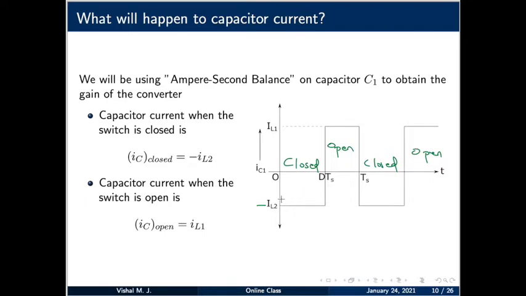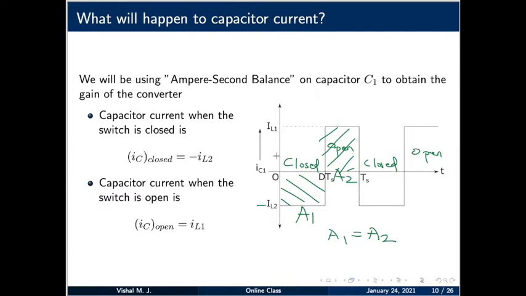If you see the net average, this area and this area, if it is A1 and if it is A2, this area is A2. A1 will be equal to A2 if the circuit has attained steady state. And our assumption is that we are operating in a circuit which is in steady state. So, hence A1 will be equal to A2. So, that precisely is the Ampere-second balance here.